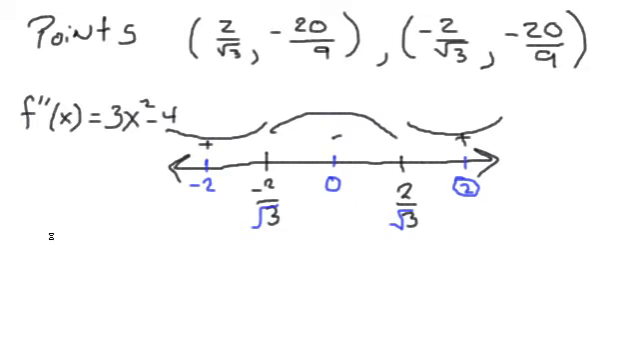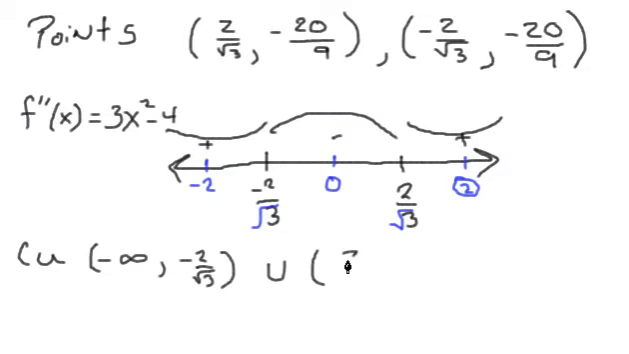So now we got our concavity, so we can say concave up from negative infinity up to negative 2 over the square root of 3. Now we also have another one. We can say union, or whatever, comma. I've just put a union because we're joining both these sets together. And then this would be from 2 over the square root of 3 to infinity. Okay, so that's where it's concave up.